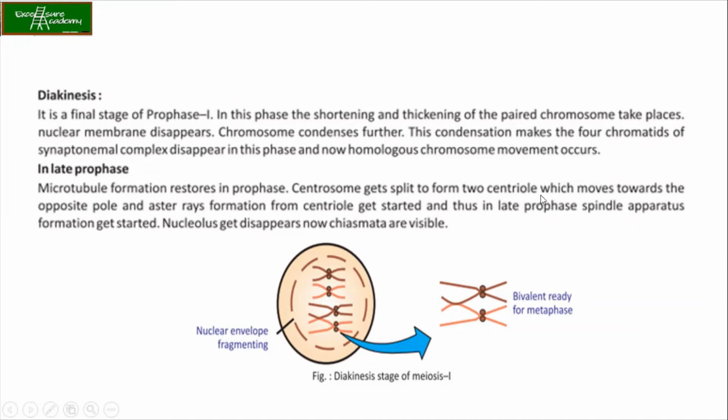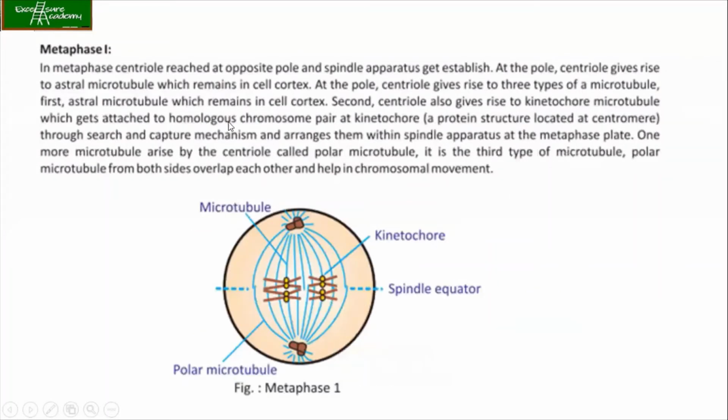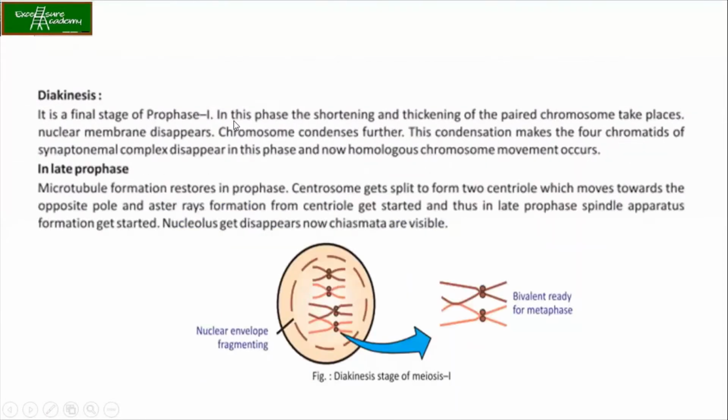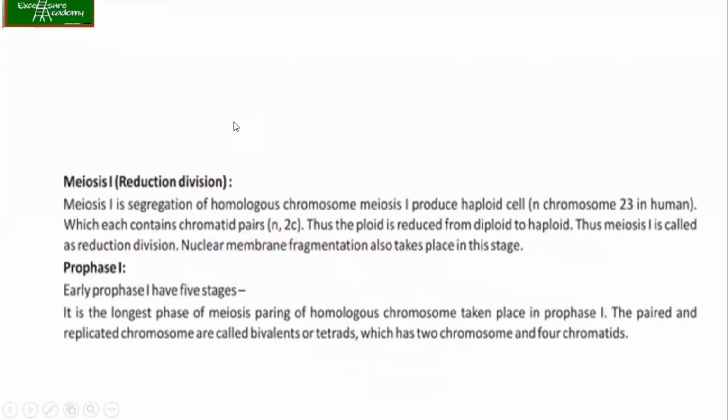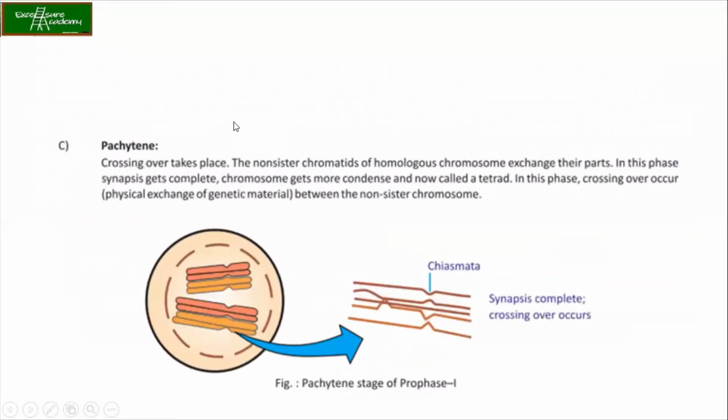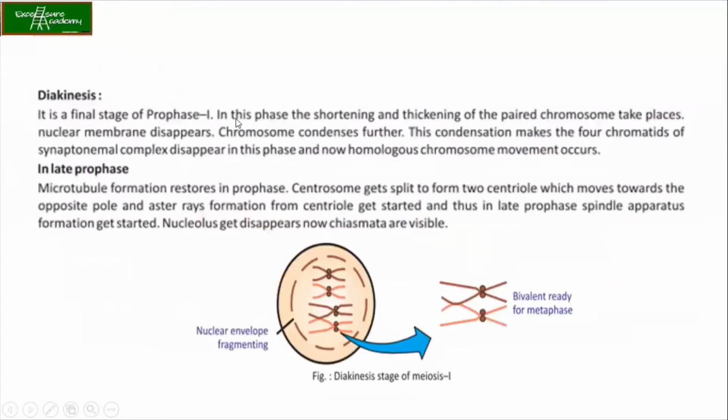Okay, so the centrioles move towards the opposite poles, and the aster formation from the centrioles gets started, and thus at the end of the prophase, the spindle apparatus is formed. Now coming to metaphase 1. We have discussed the different stages in meiosis: leptotene, zygotene, pachytene, diplotene, and diakinesis. All five stages come under prophase 1 of meiosis 1.